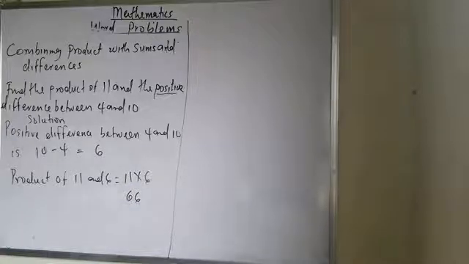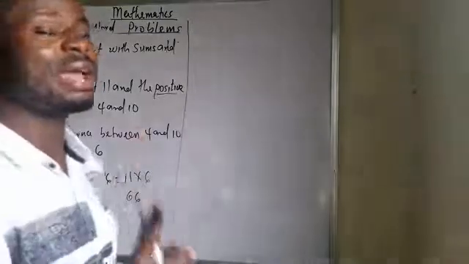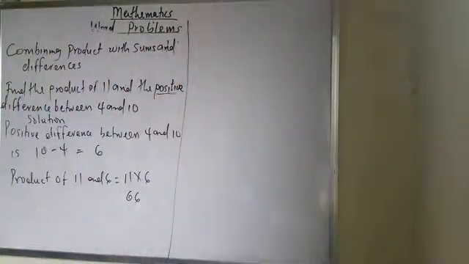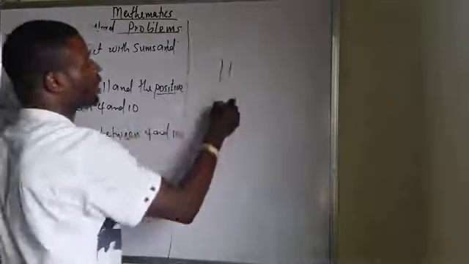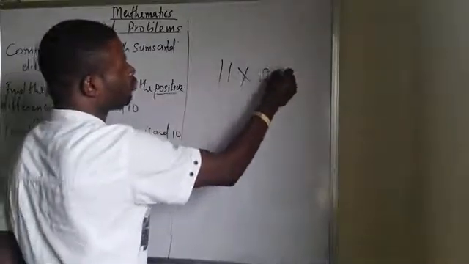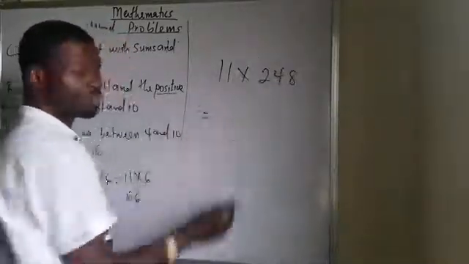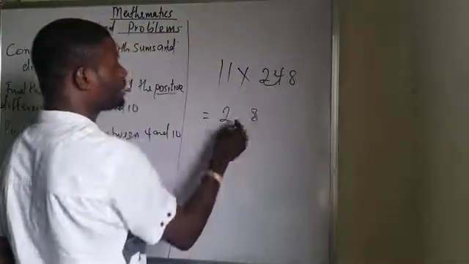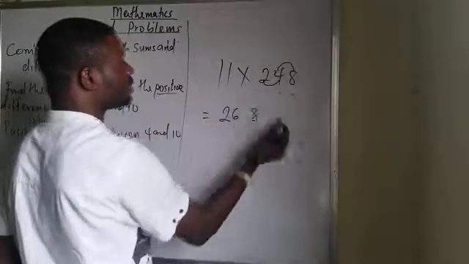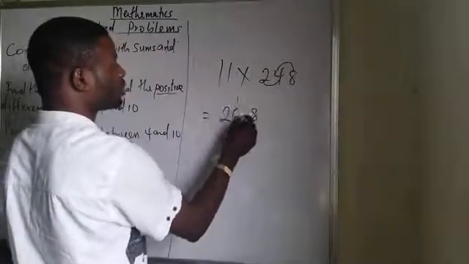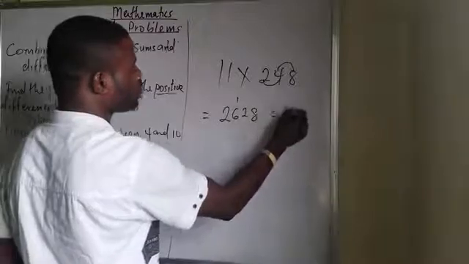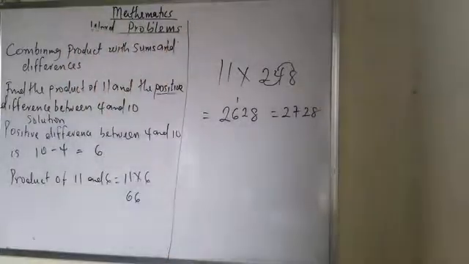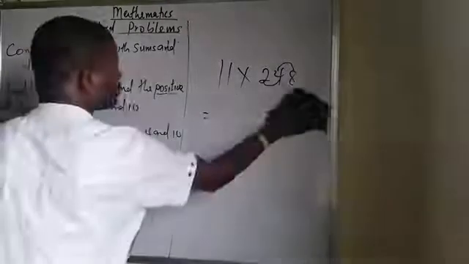Now, anytime you are asked to multiply 11 with a single unit, the digit will repeat. When you are multiplying 11 with a number like 248, because of that repetition, you write the first number and the last number, and add the digits in between. This plus this is 6, this plus this is 12. My final answer will be 2728. Please, you can check our video on multiplication tips.